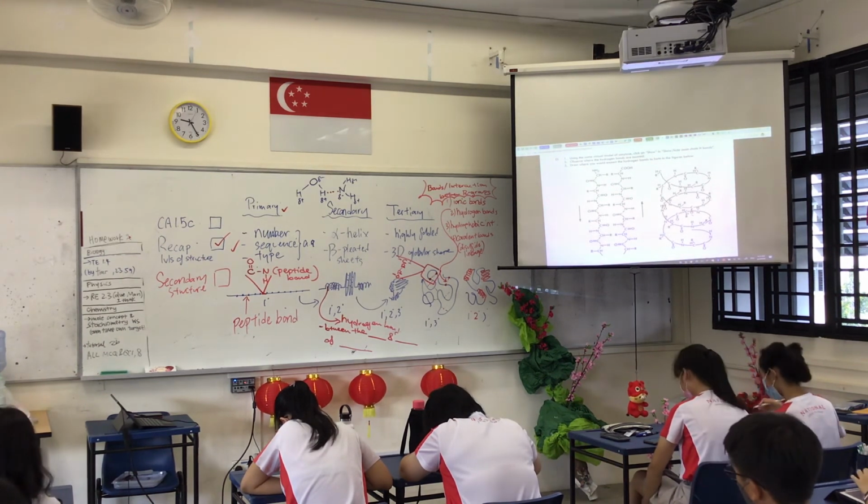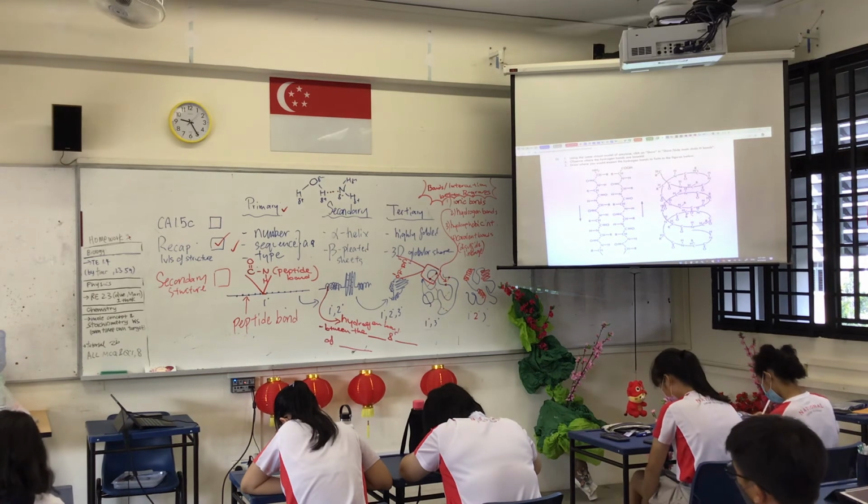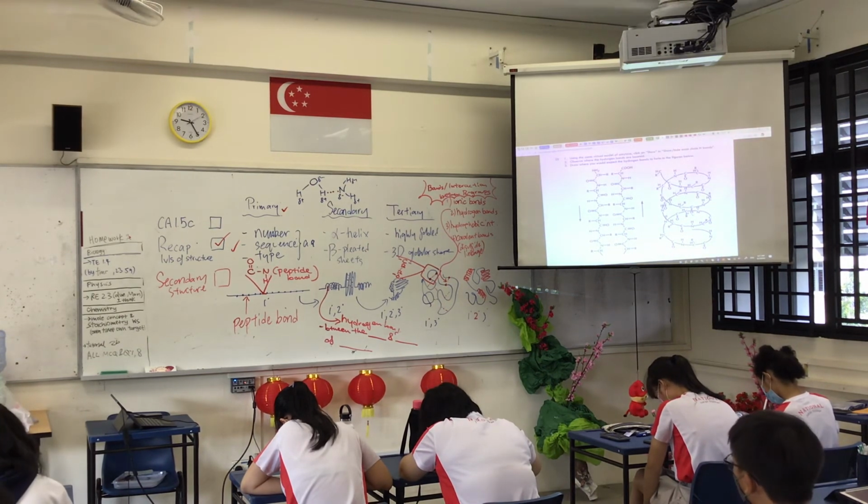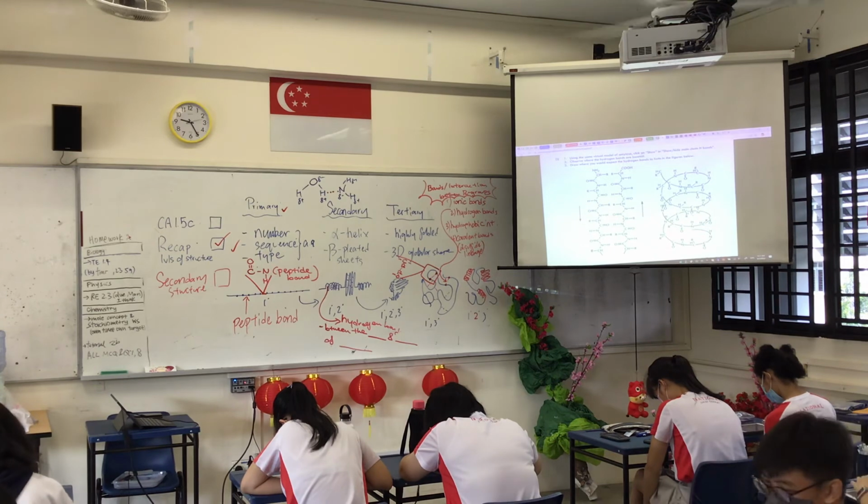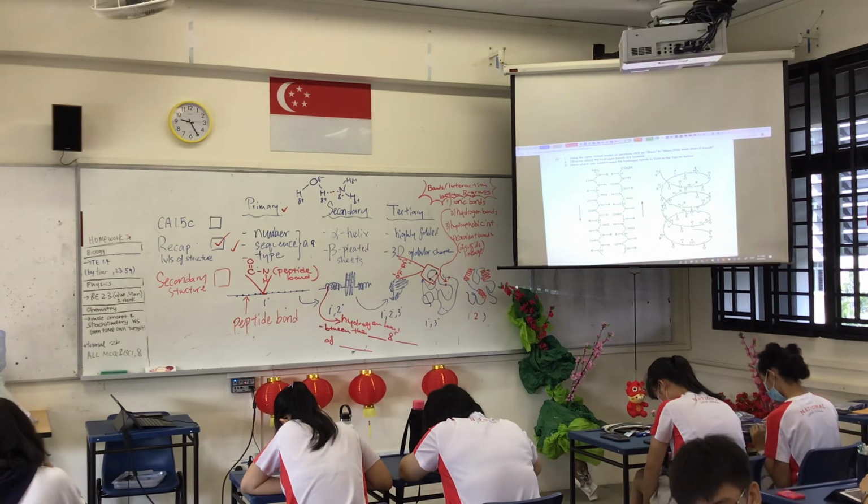Bond these two together. Now I'm asking, what is holding this together? Where can you form bonds within this group? Where can you form bonds within this group?